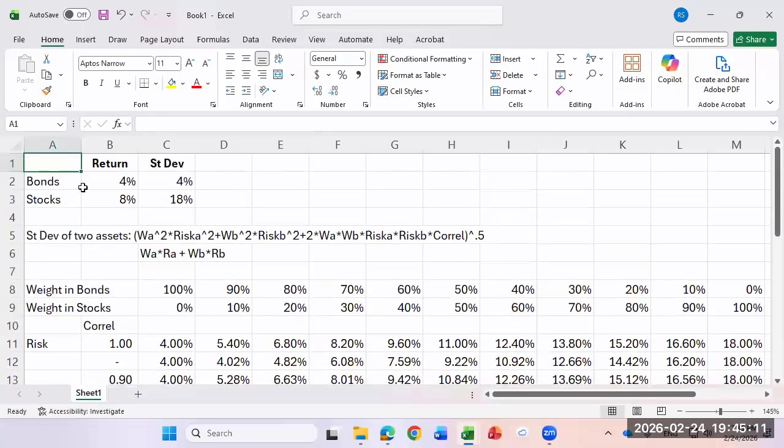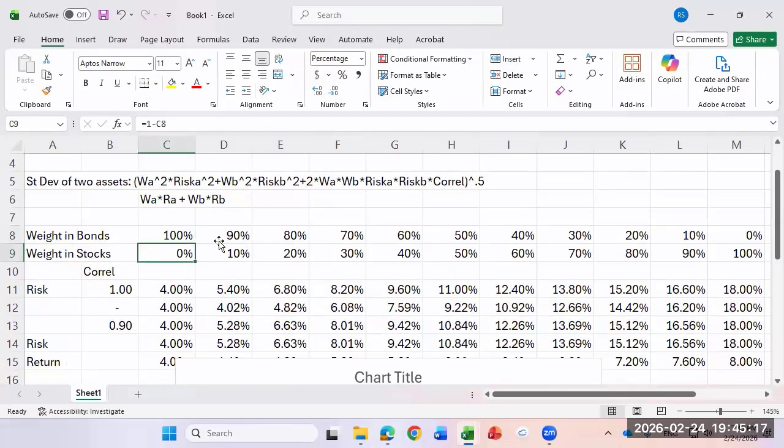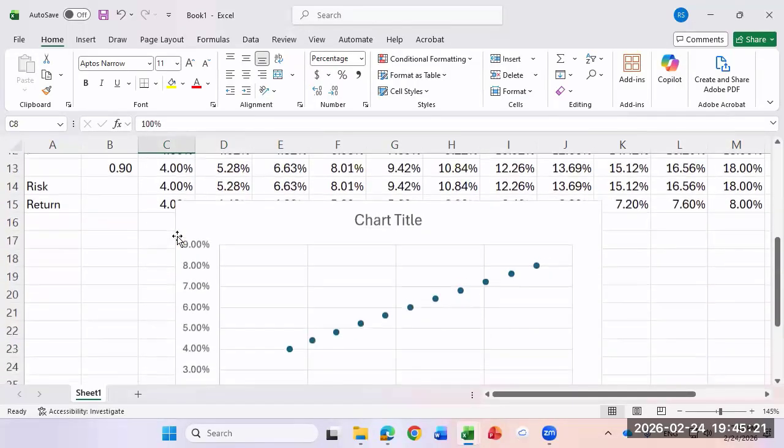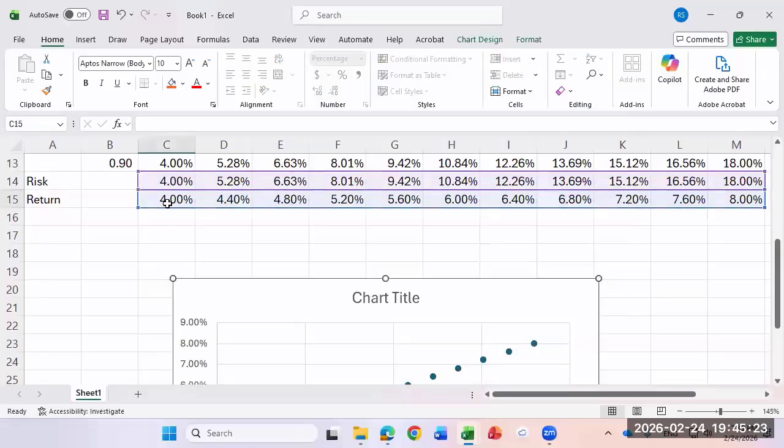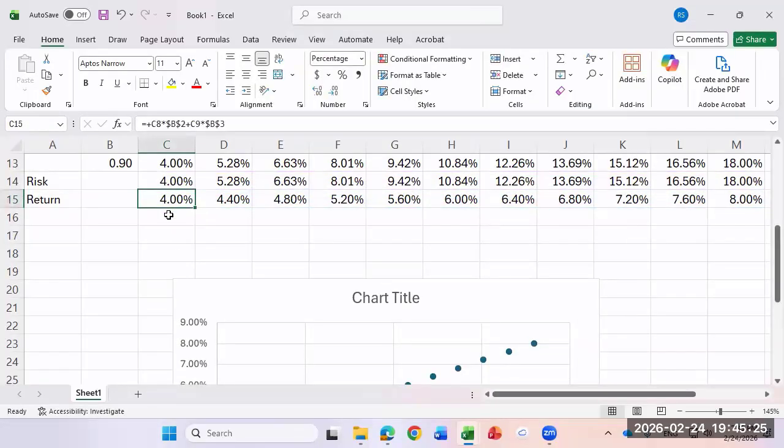So let's go back and see what I did. I got an expected return, expected risk. I'm taking different allocations in 10% increments. My expected return is real simple. I just take the weight in bonds times this return plus the weight in stocks times this return. Return is simple. It's just a weighted average of the two.